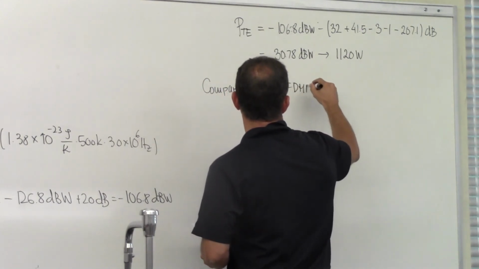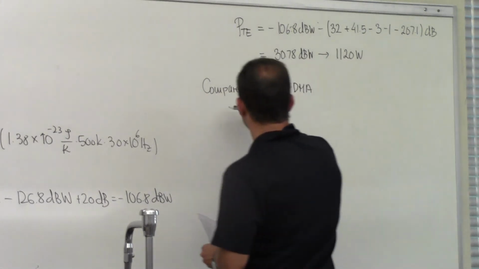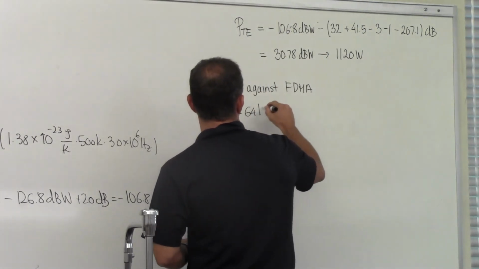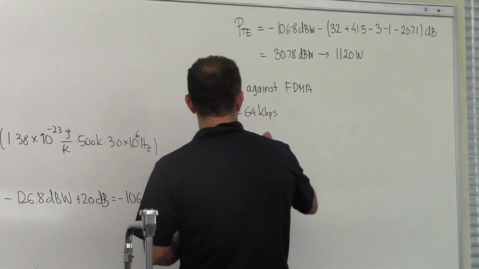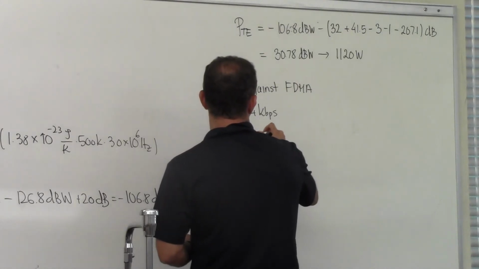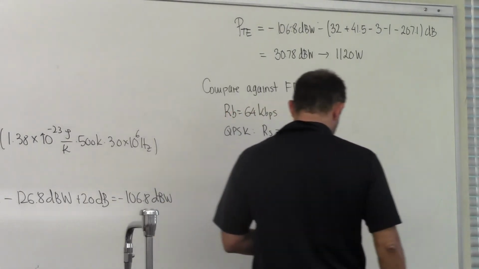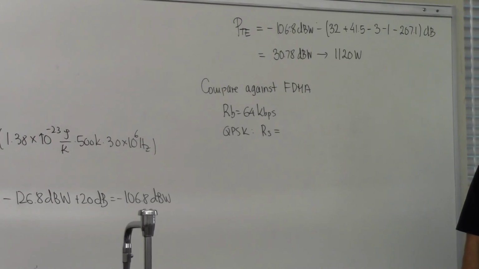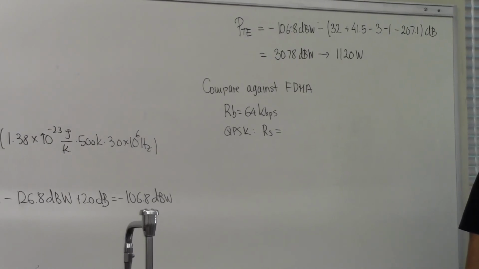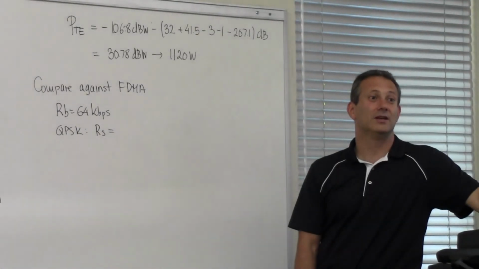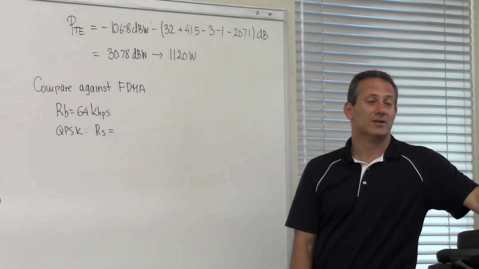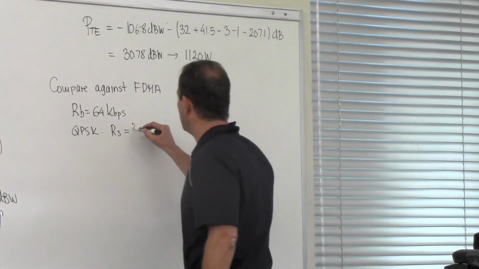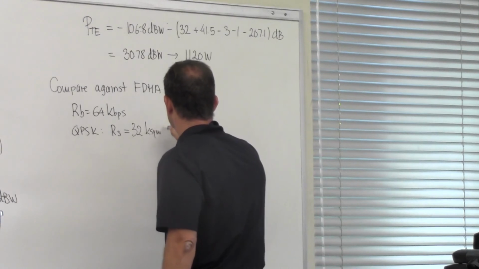Now let's compare this against FDMA. In this case, your bit rate is 64 kilobits per second. Now, if you're using QPSK, what's your symbol rate? 64 divided by 2, 64 kilobits per second, 2 bits per symbol, right, in QPSK. So you have 32 kilosymbols per second. So symbol rate is 32 kilosymbols per second.